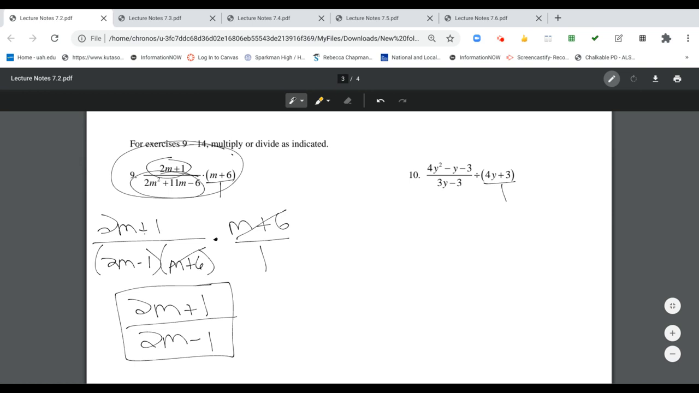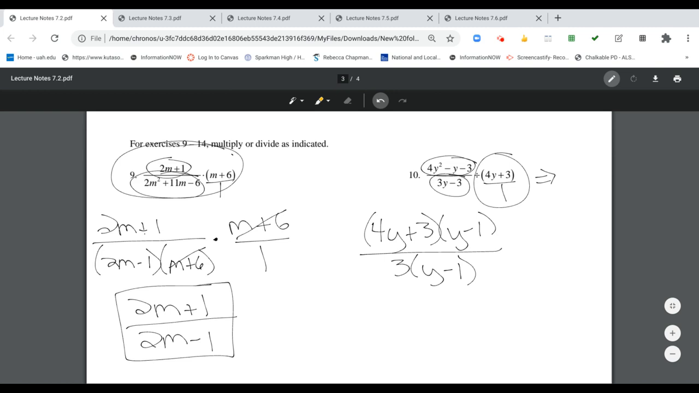All right, over here I am going to have to flip and multiply, so I'm going to factor first. That would give me 4y plus 3 and y minus 1. I'm going to factor here, take out the 3. That leaves me with a y minus 1. Now, remember, I have to flip that, so that gives me 1 over 4y plus 3. I cannot factor either one of those. So the 4y plus 3 cancels, the y minus 1 cancels, and I'm left with 1 in my numerator and 3 in my denominator.